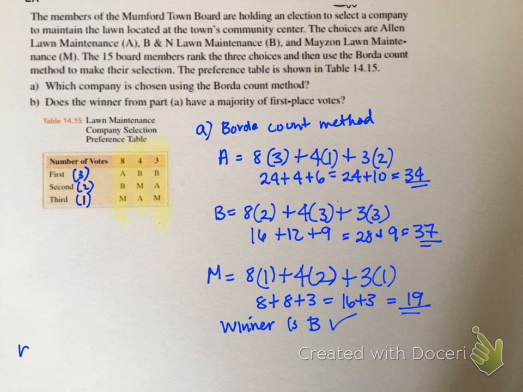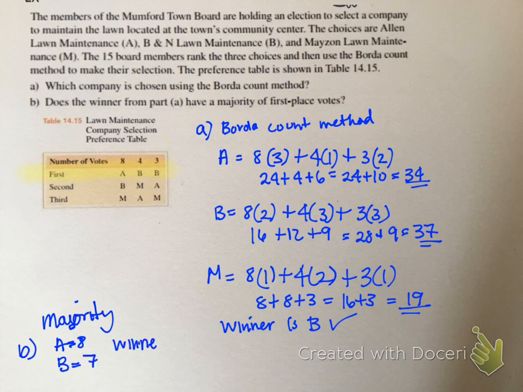Okay, so Part B says, does the winner from Part A have the majority of first place votes? If we look at the plurality method, we're just looking at the first place votes. And we see that A has 8 votes and B has 7. So the winner is A.